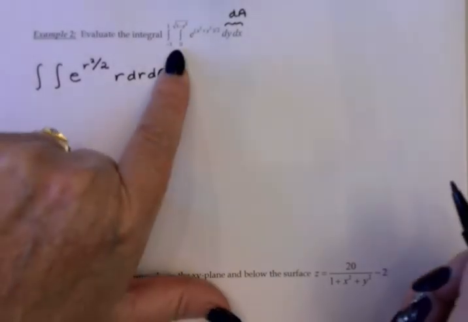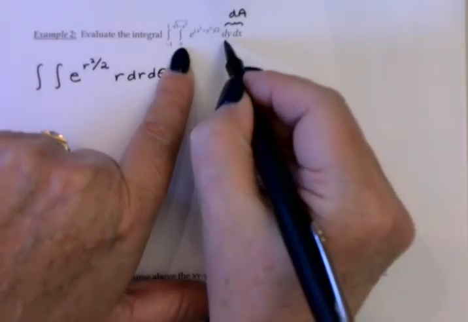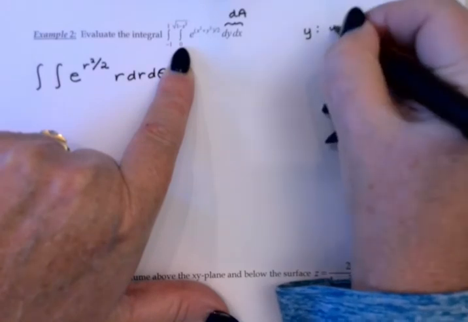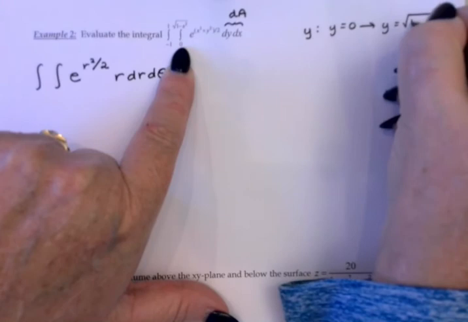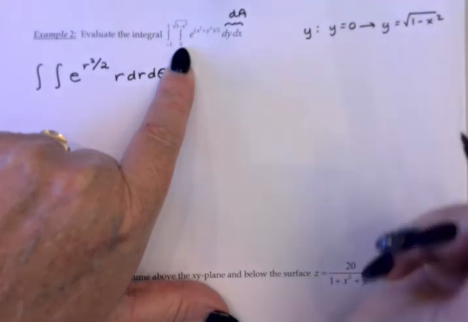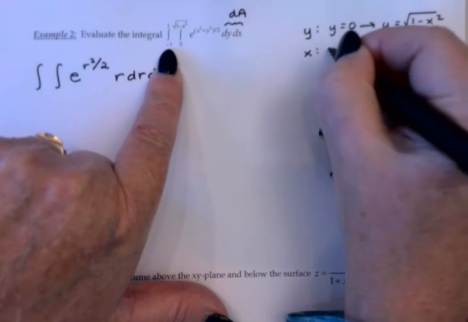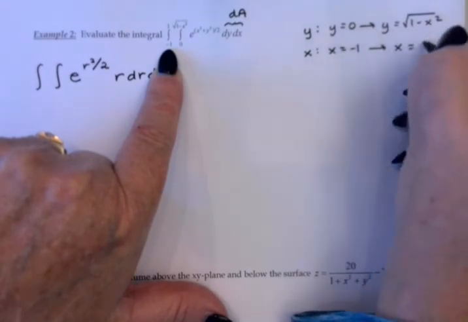Let's think about what the limits of integration describe to us in terms of the region. The first limits of integration on the inside were the y's. So y goes from y equals 0 to y equals the square root of 1 minus x squared. For x, we go from x equals negative 1 to x equals positive 1.